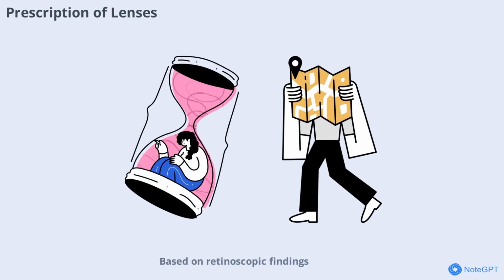Based on retinoscopic findings, corrective lenses are prescribed to compensate for refractive errors. The goal is to provide the sharpest vision possible without discomfort. For presbyopia and age-related loss of accommodation, additional near vision correction is added. Accurate lens prescription is essential for optimal visual performance and comfort in daily activities.